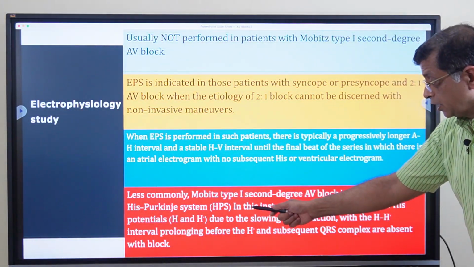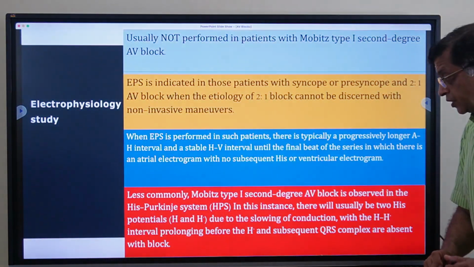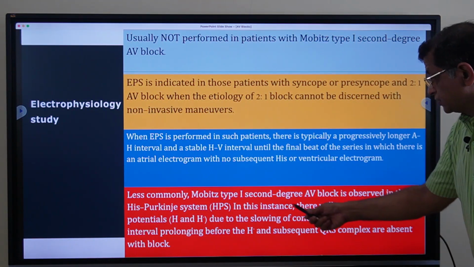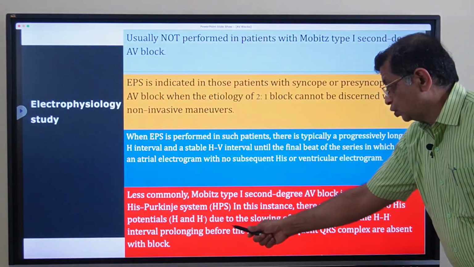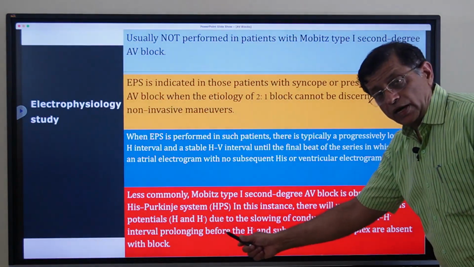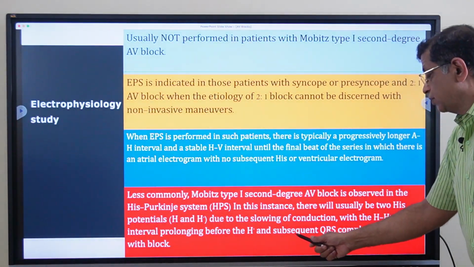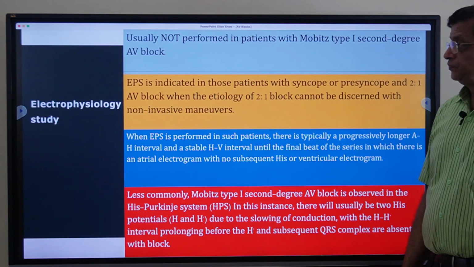Less commonly in Mobitz type 1, the problem is below the level of the AV node. In that case, there will usually be two potentials, H and H prime, due to the slowing of conduction, with the H prime interval prolonging, and then suddenly in one beat there is subsequent loss of QRS complexes.